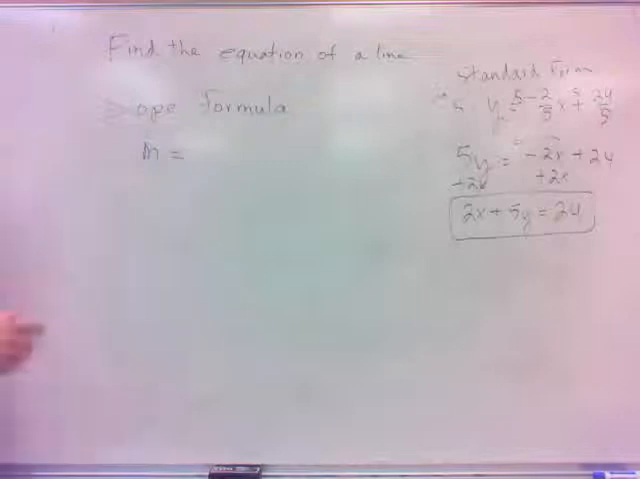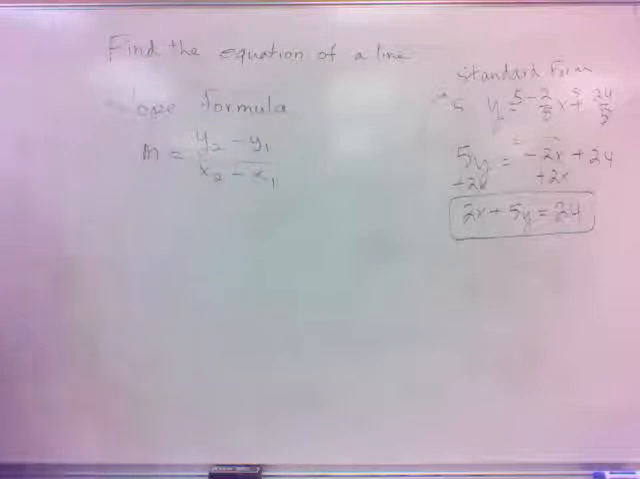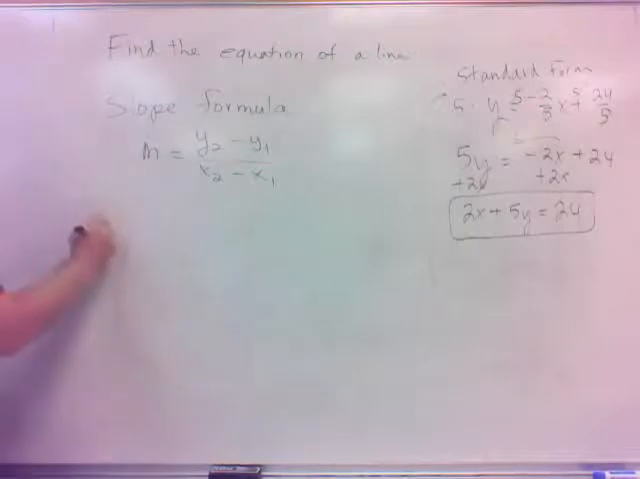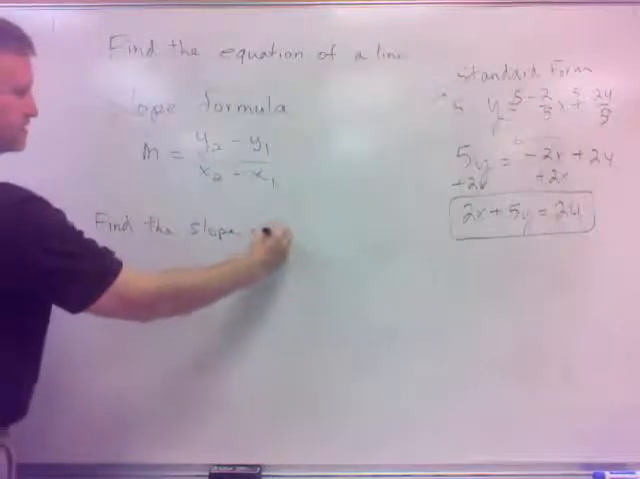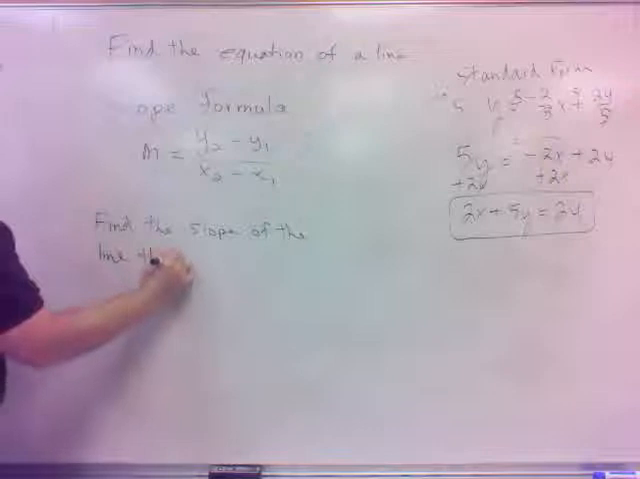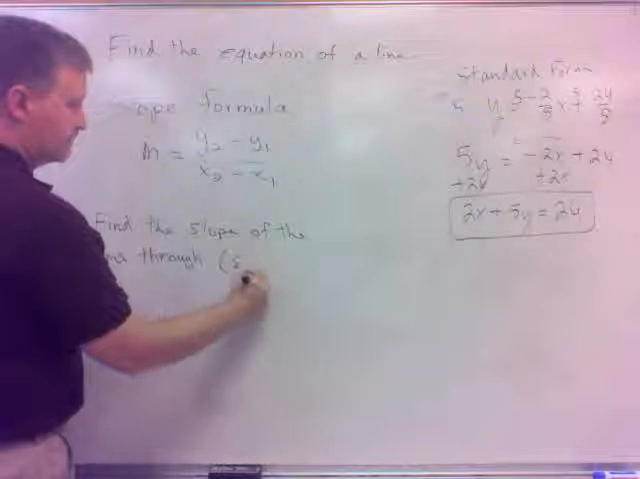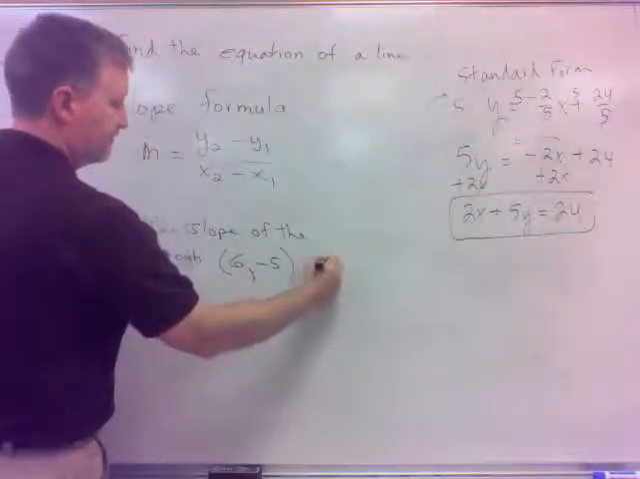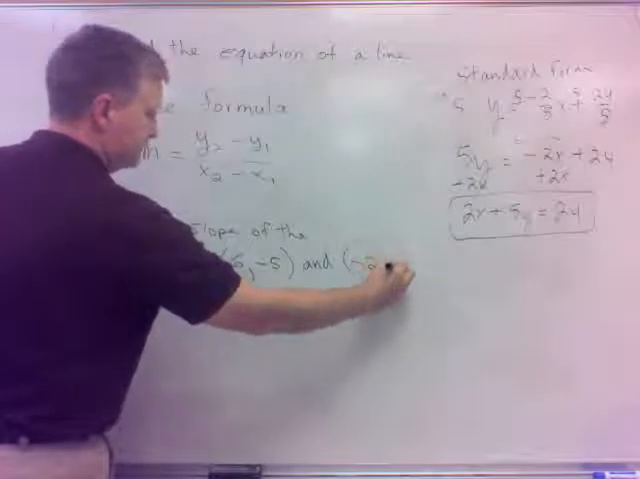M equals y2 minus y1 over x2 minus x1. That's the formula I'm talking about there. Slope formula. That's a good one to remember as well. Like I said, useful if I want to find the slope of the line, and let's say that goes through 6, negative 5, and negative 2, 17.